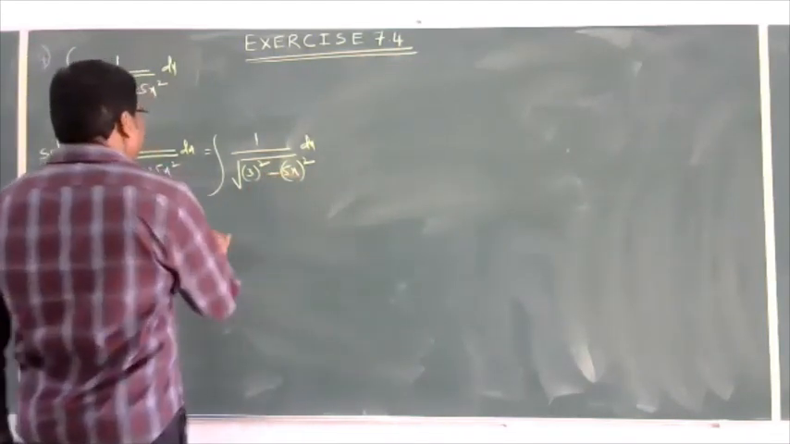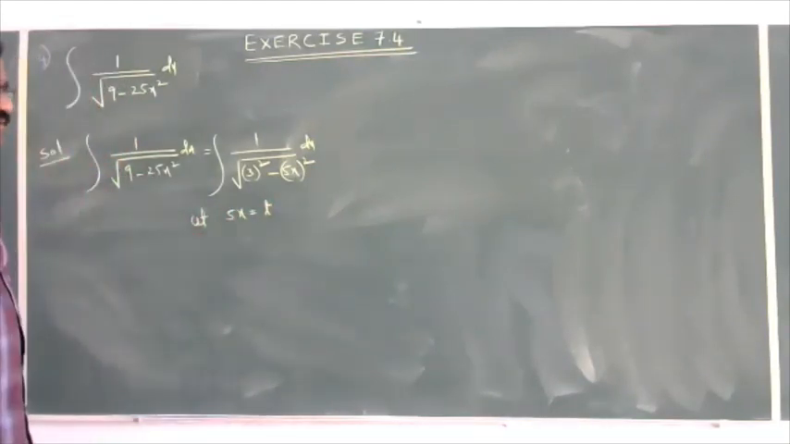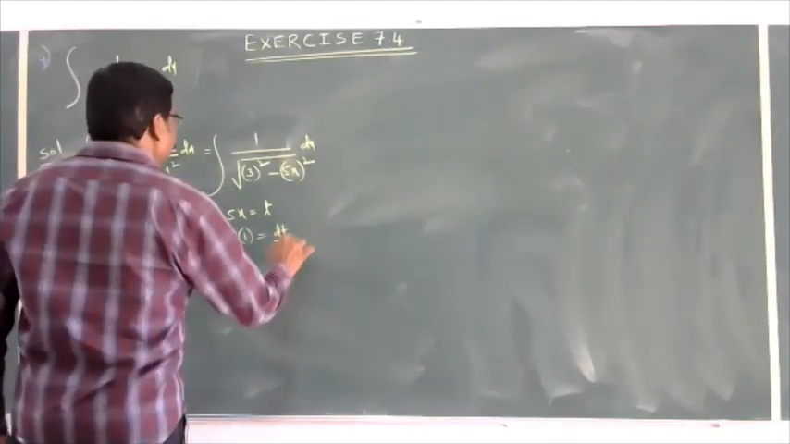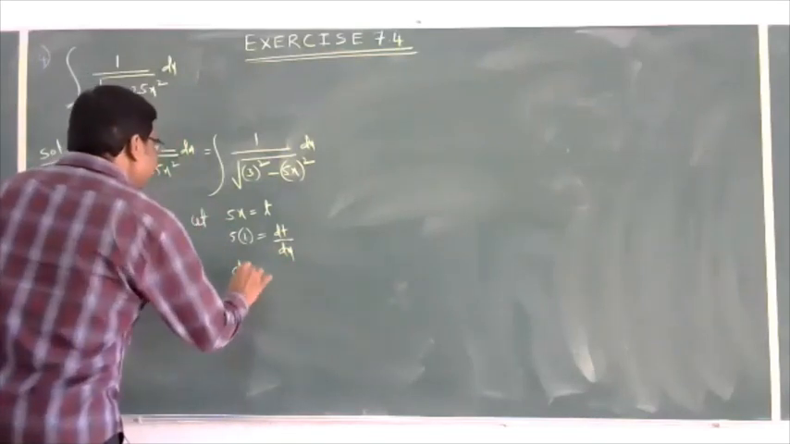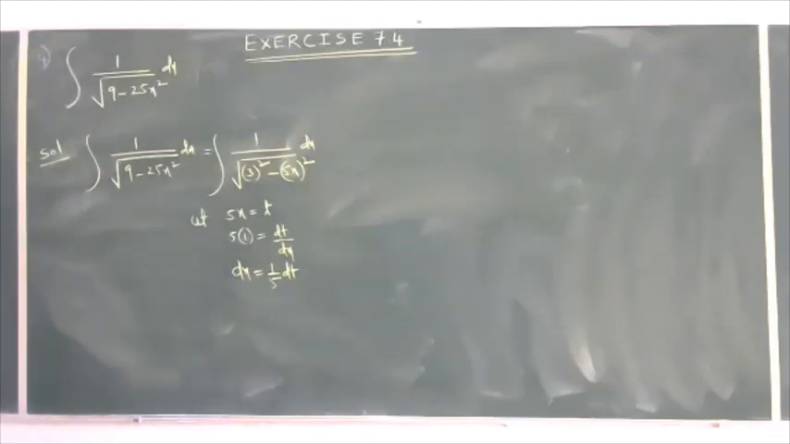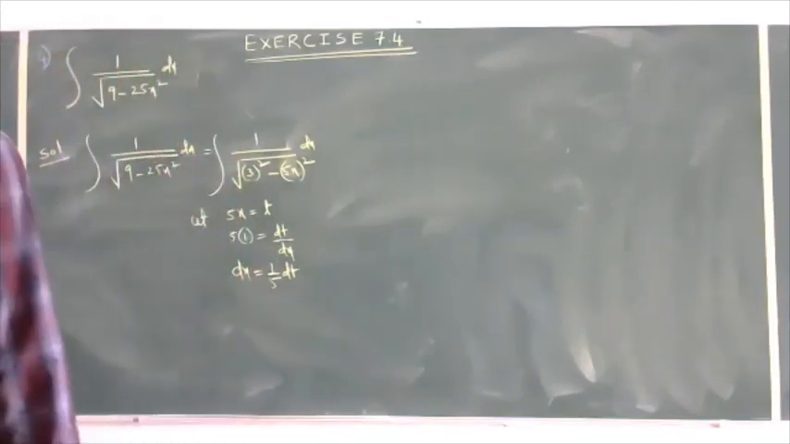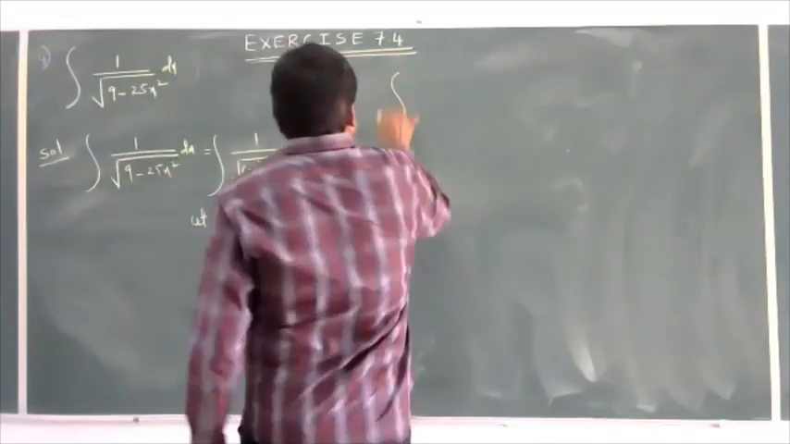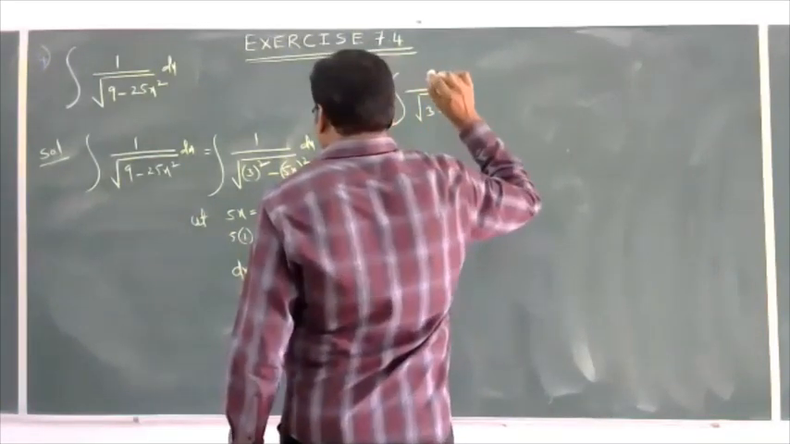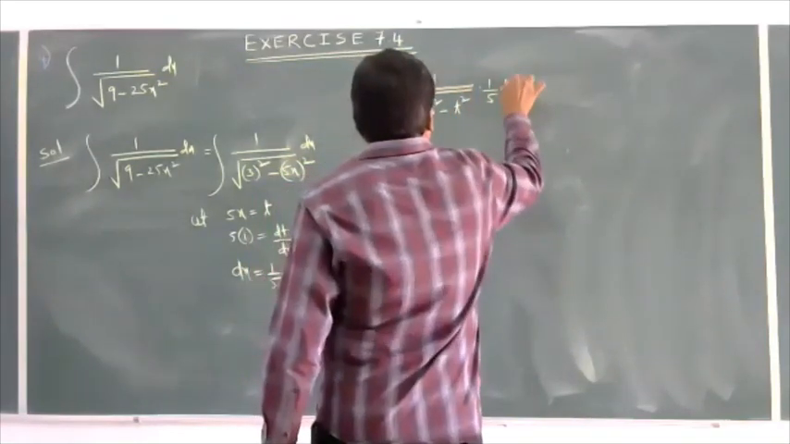Here you consider 5x, let 5x is equal to t. That is 5 into x derivative 1 is equal to dt by dx. That is dx is equal to 1 by 5 into dt. That is integral 1 by root of 3 square minus t square, into 1 by 5 into dt.